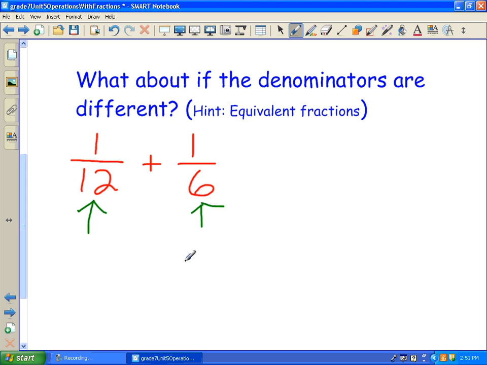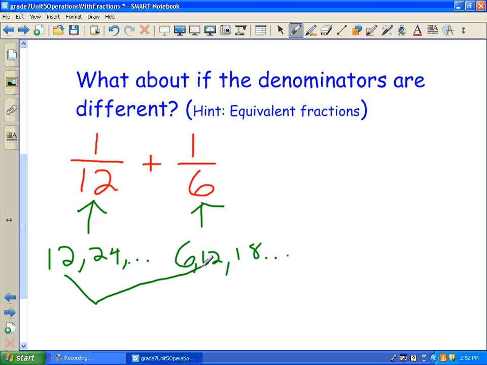We're going to count by 6. 6, 12, 18, and so on. We can keep going. Let's count by 12s. 12, 24, and so on. Now we're going to find the lowest one they have in common. And of course the answer is 12. So we want to make both of these numbers 12.